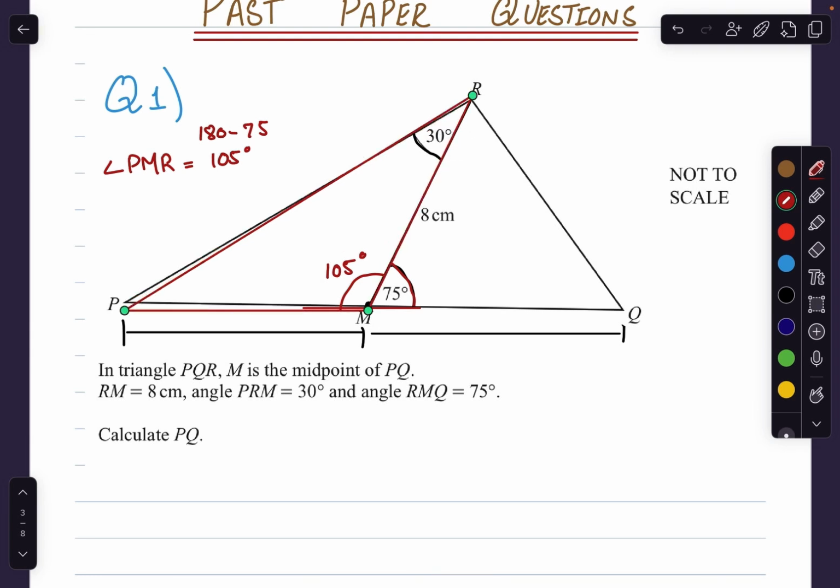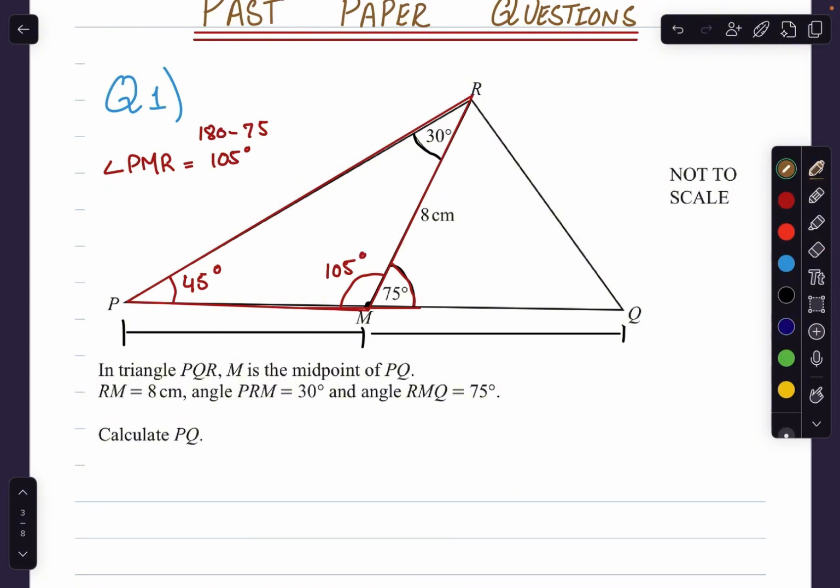Now we'll find the angle P over here. We know the total angle in a triangle is 180, so 180 subtract 105 and then subtract 30 gives 45 degrees for angle P. Now all 3 angles are known, and we have been given one side as well.